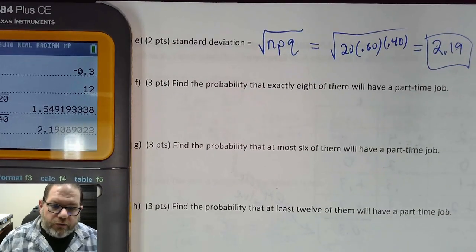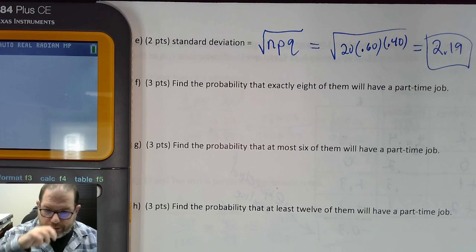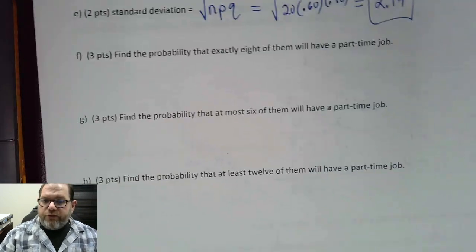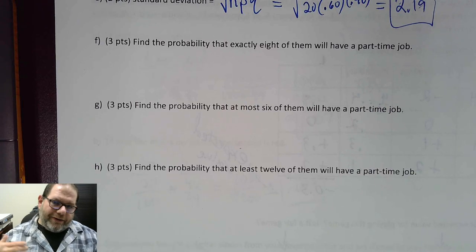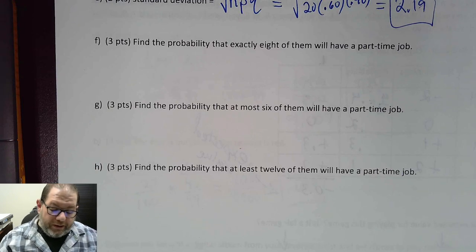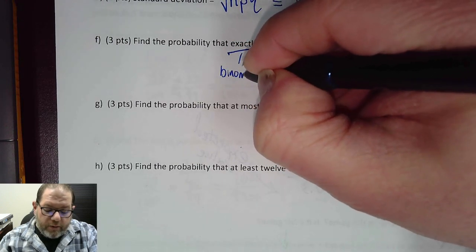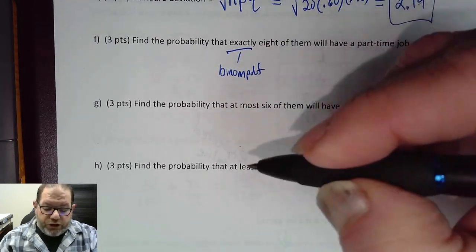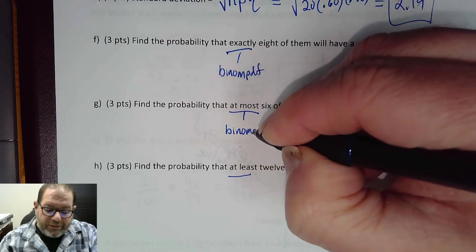All right. So find the probability that exactly 8 of these 20 will have a part-time job. Now, when we calculate these probabilities for F, G, and H, this is where we use our binomial probability. We know it's binomial because we define 2 outcomes. Yes, they do have a part-time job, or no, they do not. So if we say exactly, first of all, that tells us we're going to use the binomial PDF function, whereas in parts G and H, when it says at most or at least, we know there we're going to use the binomial CDF.